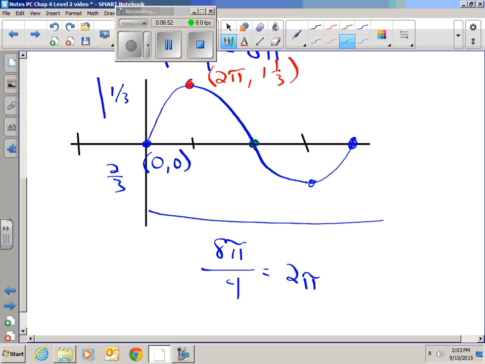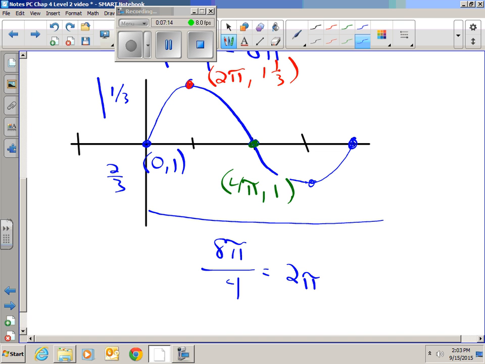In green, this guy right here is going to be 4 pi, 0. I'm sorry, 1. I missed both of these. This should be 1. And this, of course, is going to be 1 as well. I moved everything up 1. My midline moved up 1.